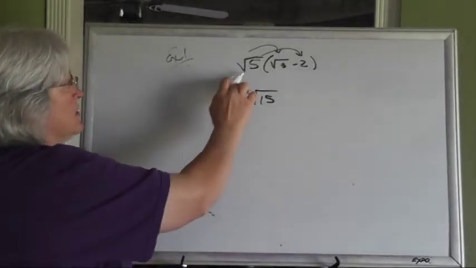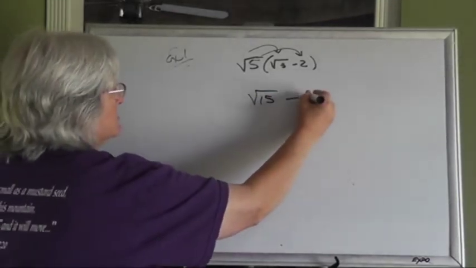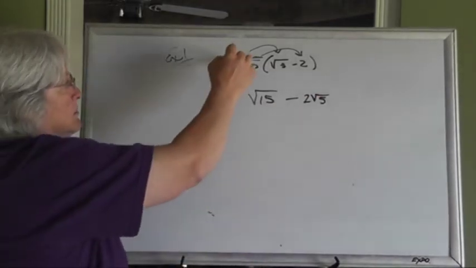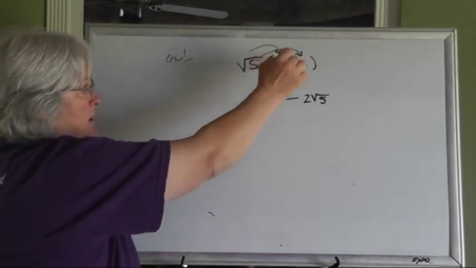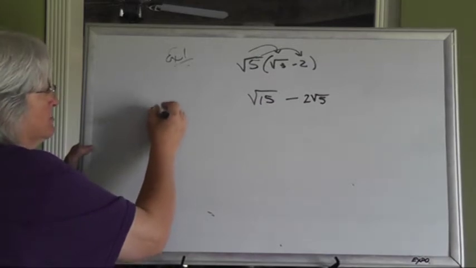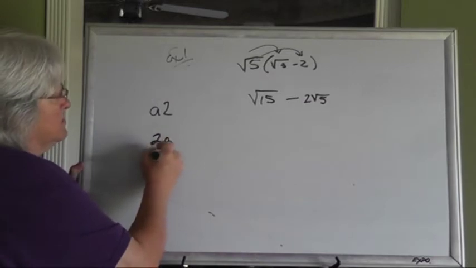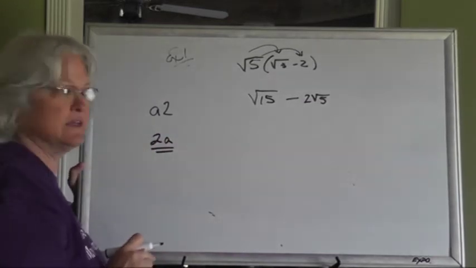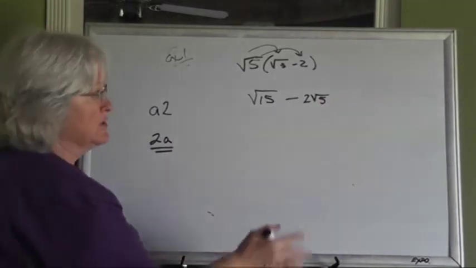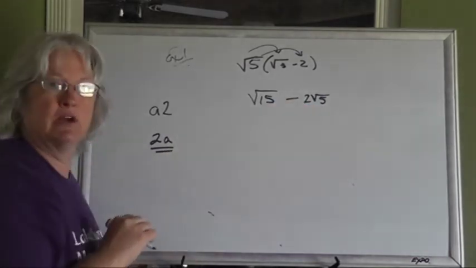Now we have square root of 5 times the negative 2, that becomes minus 2 times the square root of 5. It's the square root of 5 times the negative 2. So just like you wouldn't write a2, you write that as 2a, where the coefficient is in front of the variable. When you're working with radical expressions, the rational part, the 2, is in front of the irrational part of the radical symbol.